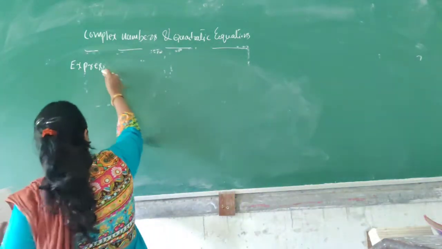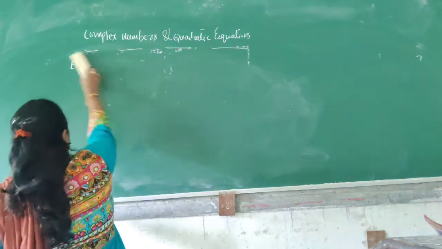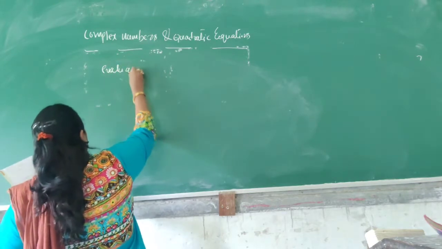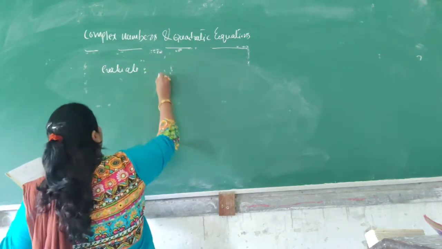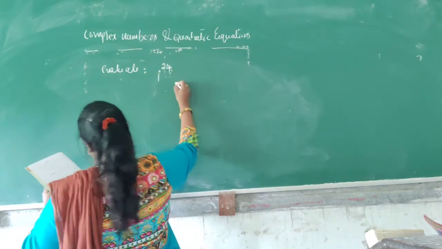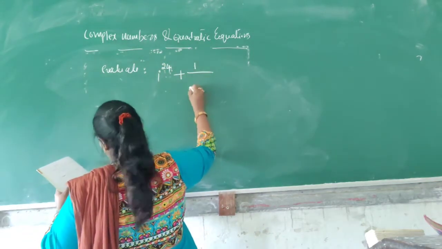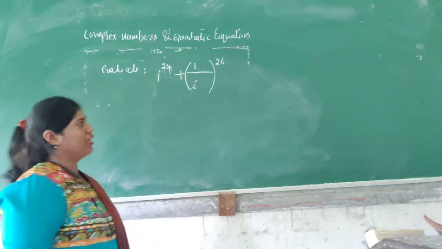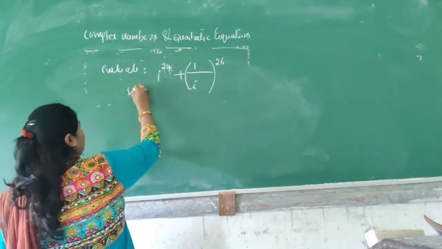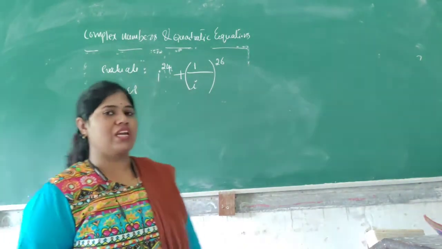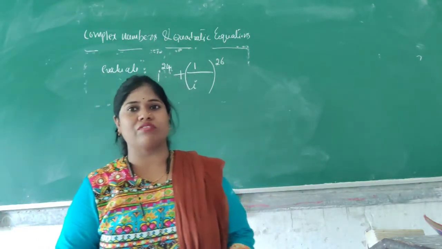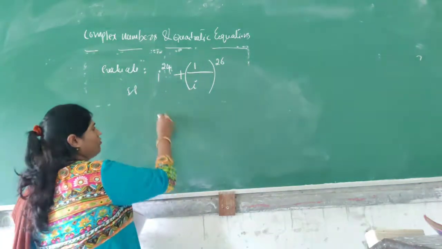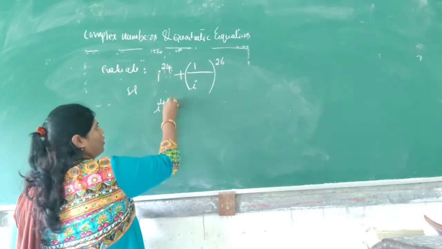Next one, evaluate i raised to 24 plus 1 divided by i raised to 26. This one is important, okay? In the previous class we have learnt the integral powers of i. What are the integral powers of i? In the general formula, i raised to 4k is equal to 1.